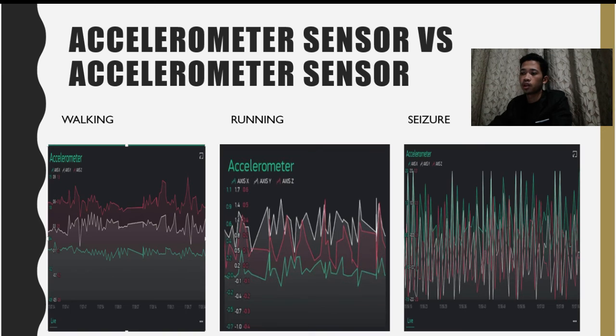Okay, next we will compare the accelerometer sensor data between walking, running, and while the user is having a seizure. We can see from the left picture that the user is walking. The middle picture is while the user is running, and the right picture is while the user is having a seizure. Comparing these three pictures, we can clearly see a difference between walking, running, and seizures.